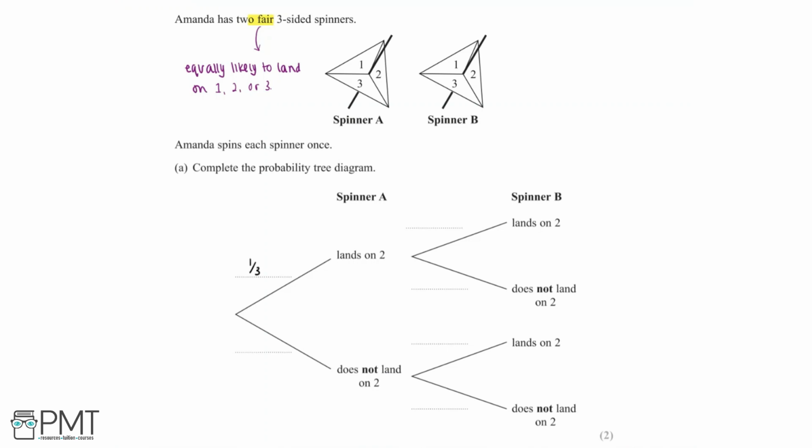Now a really important fact in probability is that the sum of the probabilities of all possible outcomes is equal to 1. And so if we know that the probability that the spinner will land on 2 is equal to 1/3, the probability that the spinner does not land on 2 would be equal to 1 take away 1/3, which is equal to 2/3. And since spinner A and spinner B are both the same, with spinner B the probability of landing on 2 is 1/3 and the probability of not landing on 2 is 2/3.